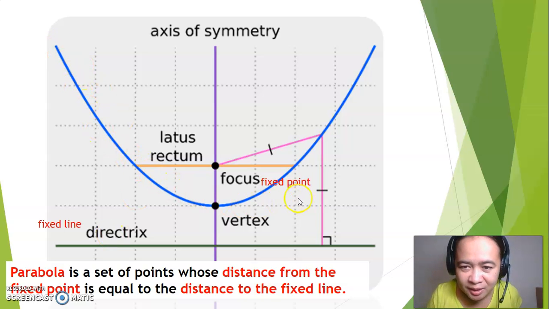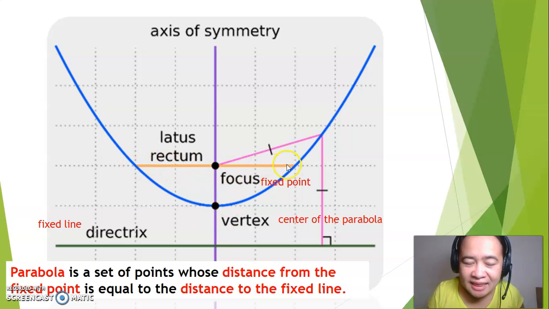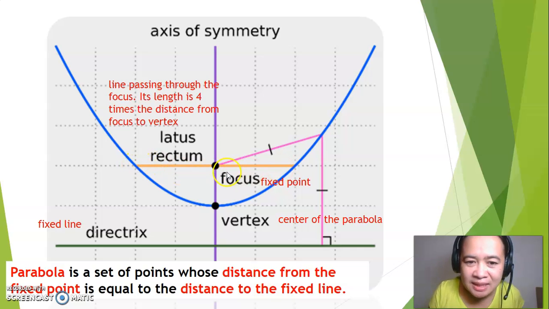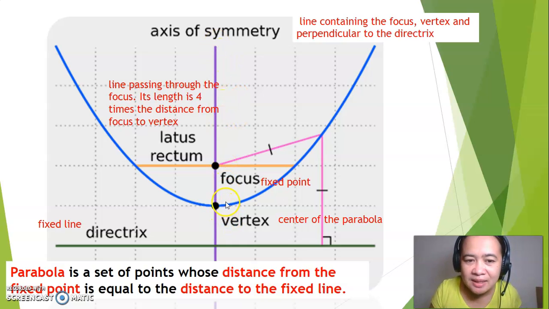This blue line or curve here, this is our parabola. The vertex is considered as the center of the parabola. And this orange line here, this is the latus rectum. Its length is 4 times the distance from the focus going to the vertex, and it contains the focus point. This purple line here is considered as the axis of symmetry. It contains the focus, the vertex, and of course, it's perpendicular to the directrix. Take note, in a parabola, the vertex is always in between the focus and the directrix.